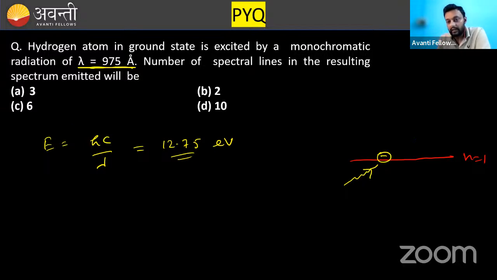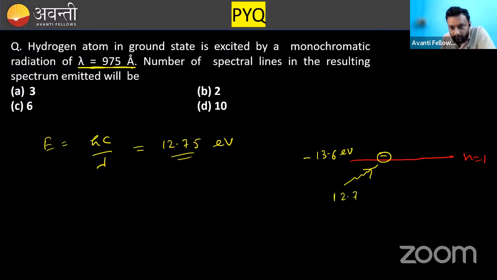Now, in ground state, hydrogen atom already has some energy, that is minus 13.6 electron volt. Not 975, 975 is in angstrom. So you have to put 97.5. I told you, convert it into nanometer. For converting it into nanometer, you have to shift the decimal by 1 point. Clear?